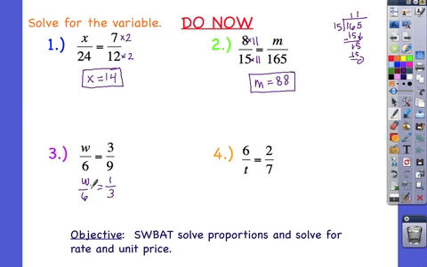So now we can say that w divided by 6 equals the same as 1 divided by 3. And now to get from 3 to 6, we multiplied by 2, which means that we're going to multiply 1 by 2 in order to find w, which is 2. So 2/6 equals the same as 3/9. And finally, number 4, to get from 2 to 6, we multiply by 3. So I multiply the 7 by 3 in order to get our t, which is 21. So 6 over 21 is equivalent to 2/7.